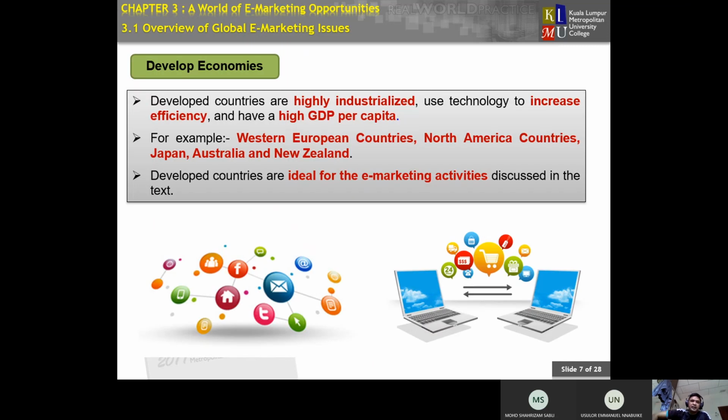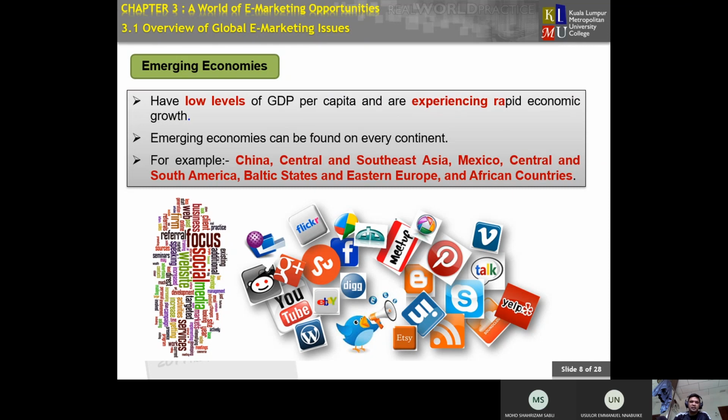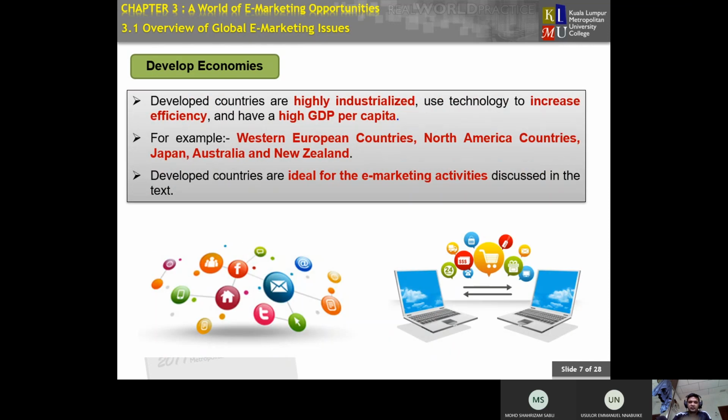Okay. Developed economies, now we see developed and emerging economy. A developed economy, or we call it a developed country, is highly industrialized, uses technology to increase efficiency and has a high GDP per capita, meaning high gross domestic product per capita, meaning they have high domestic growth, getting domestic profit from the selling of their products and everything.